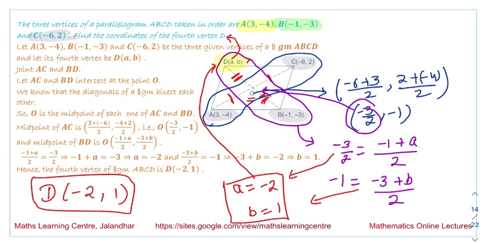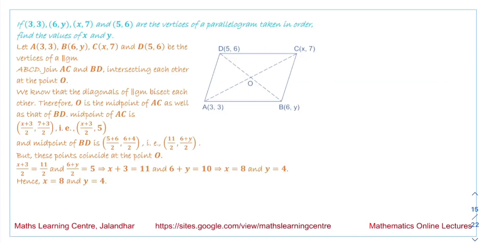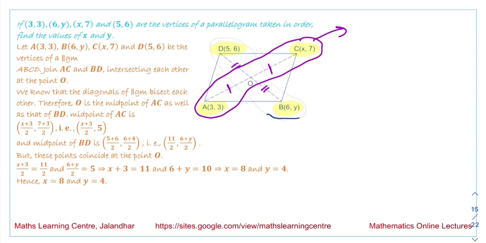Next is, if 3 comma 3, 6 comma y are the coordinates given to us. A is 3 comma 3, these are the coordinates of a parallelogram given in order. So we have to find the values of x and y. Again we are using the same property, that the diagonals of a parallelogram bisect each other. So by using the line AC, we find the coordinates of O. By using the line BD, we find the coordinates of O.